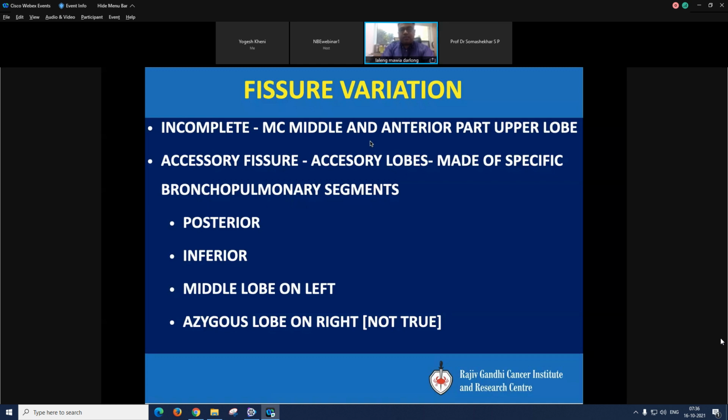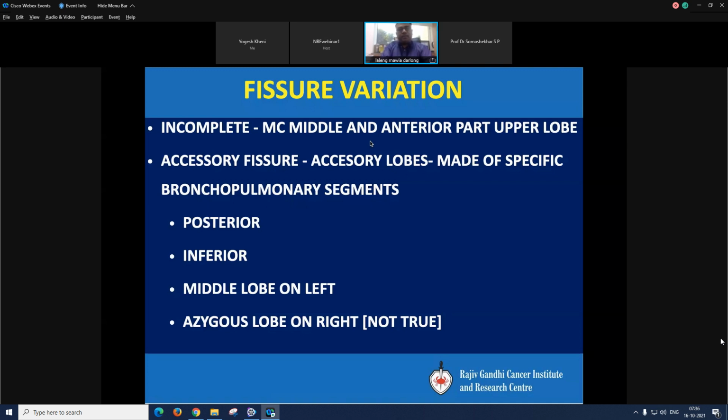And sometimes the fissures are not complete, and this is especially true in the horizontal fissure between the middle lobe and the upper lobe, along with the junction with the anterior segment. This is a site where invariably the fissure is incomplete. It is fused. It's not complete.